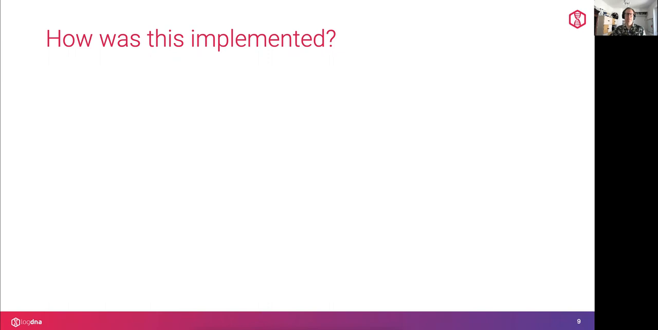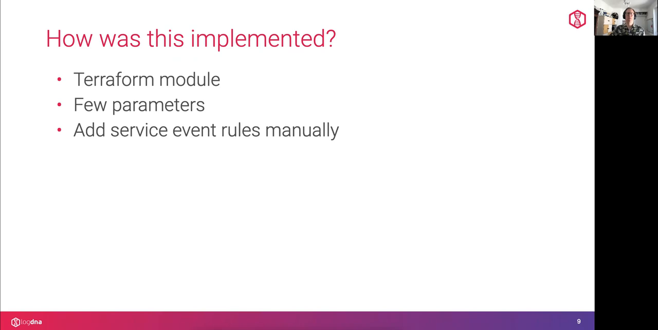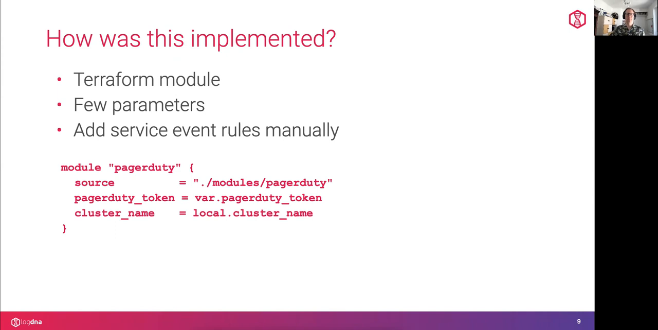So how did we implement this? We wrapped all configuration of PagerDuty into a Terraform module. Modules are a way of writing shared code in Terraform, similar to a function or an object in other programming languages. This way, we only need to provide the API token to PagerDuty and the name of our environment to have all the configuration automatically set up for that environment. However, we still need to add the service event rules manually. Here's an example of how calling this module looks. All configuration of PagerDuty is contained inside the module. So for an external user, this is all you need to configure.